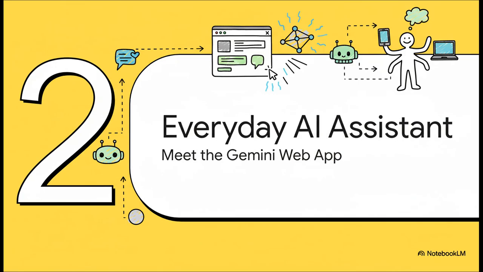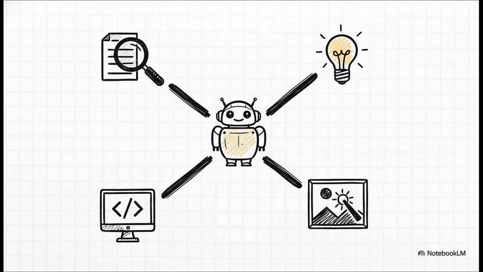Well, for most of us, the front door to Google's AI is the Gemini web app. Think of it as your all-purpose Swiss Army knife for AI. And seriously, forget what you know about simple chatbots. This thing is a true multi-tool. You can use the Gemini app to brainstorm ideas, create and even edit images, write snippets of code, and do some pretty deep research on complex topics.